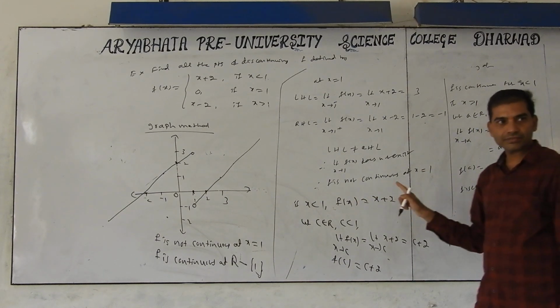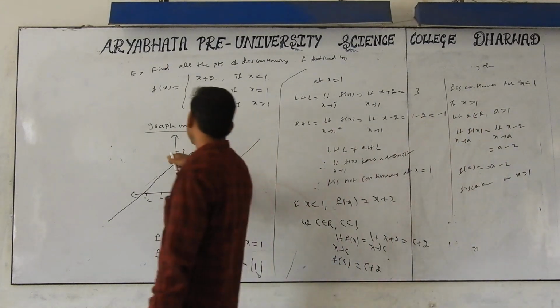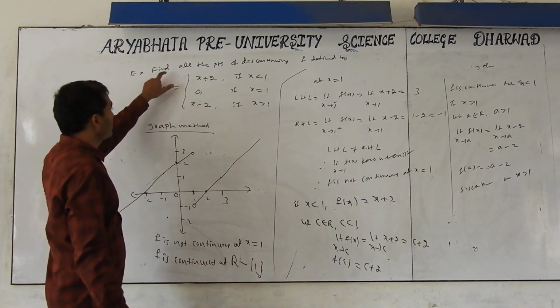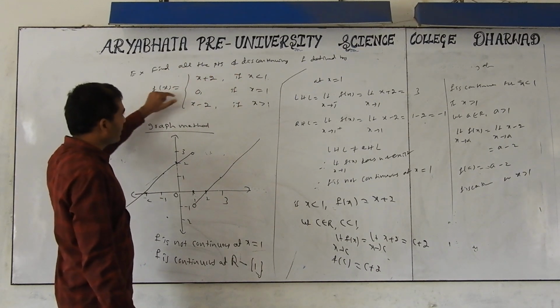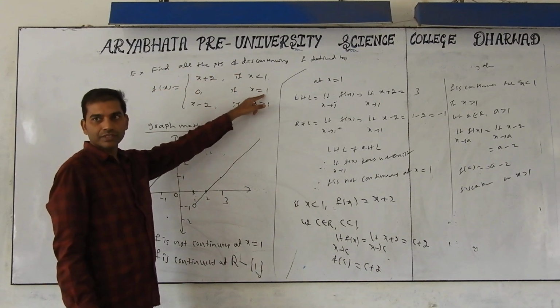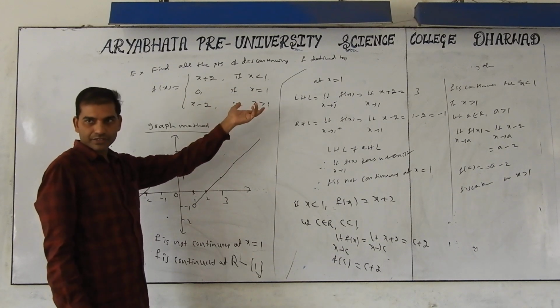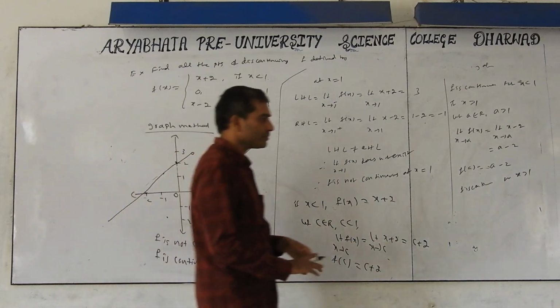This is the way to check the continuity. So here the question is, what is the question? Find all the points of discontinuity. At what point is there discontinuity? At 1. Discontinuity means not continuous.